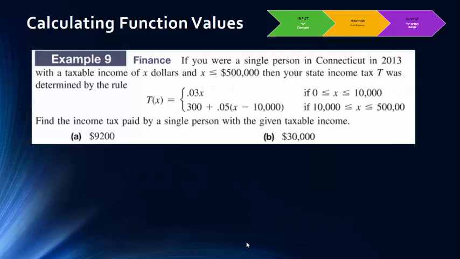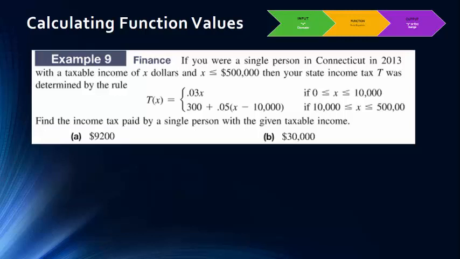So this is our last problem for here. This is a word problem, and a lot of this course is word problems. So this is example 9 in your book, and you can again go in there and maybe see a video. If you are a single person in Connecticut in 2013 with a taxable income of X dollars, and X is less than or equal to $500,000, then your state income tax was determined by the rule T of X.